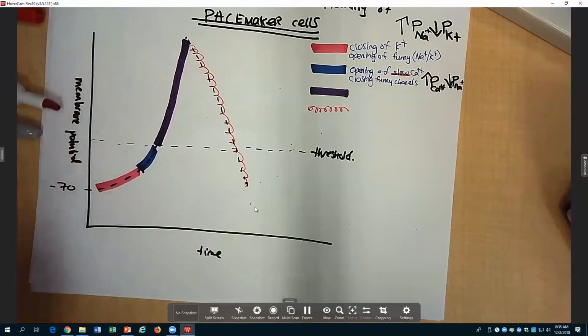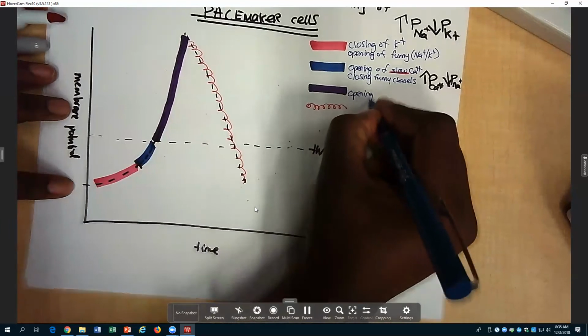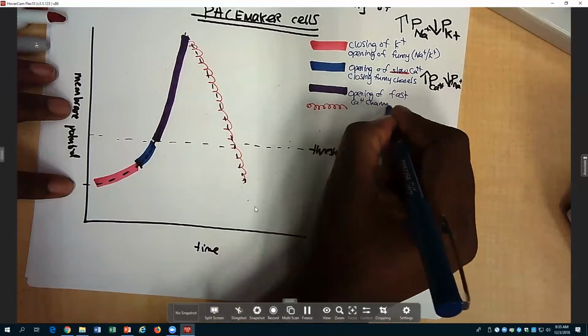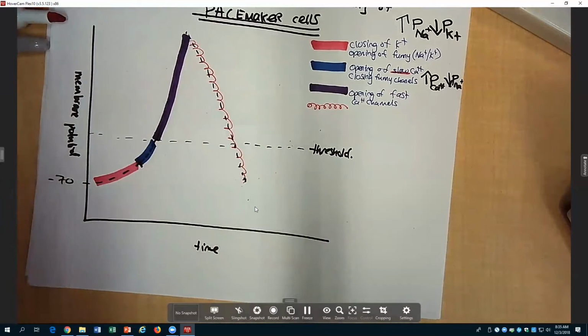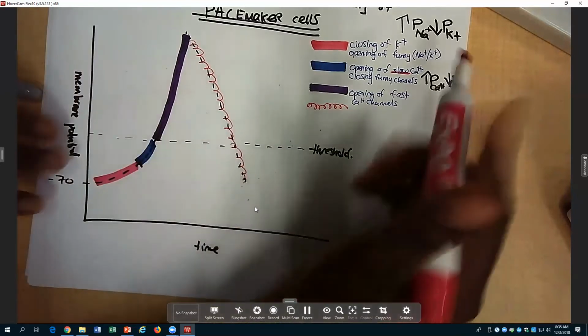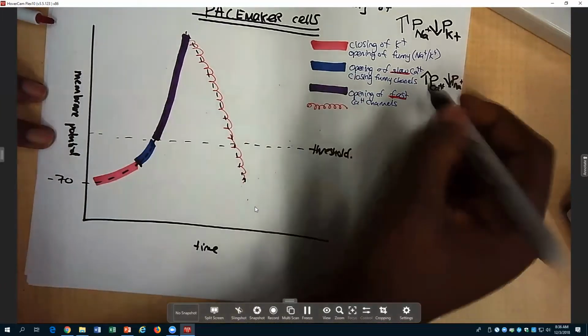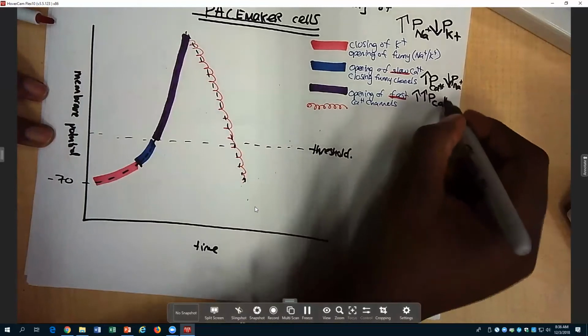The third area of this graph here in purple is where we have the opening of our fast calcium channels. Okay, and this is going to rapidly depolarize the membrane. These are faster acting calcium channels, also called L-type channels. Okay, so I'm going to just highlight here fast, which is going to rapidly depolarize the membrane. And so this is going to further increase the membrane permeability for calcium.